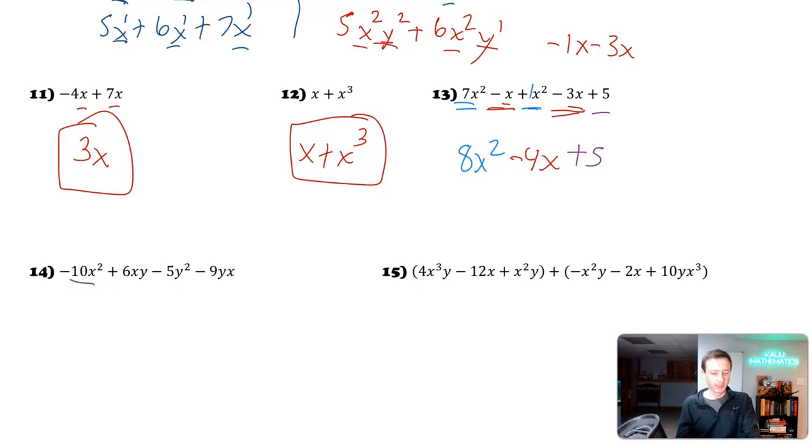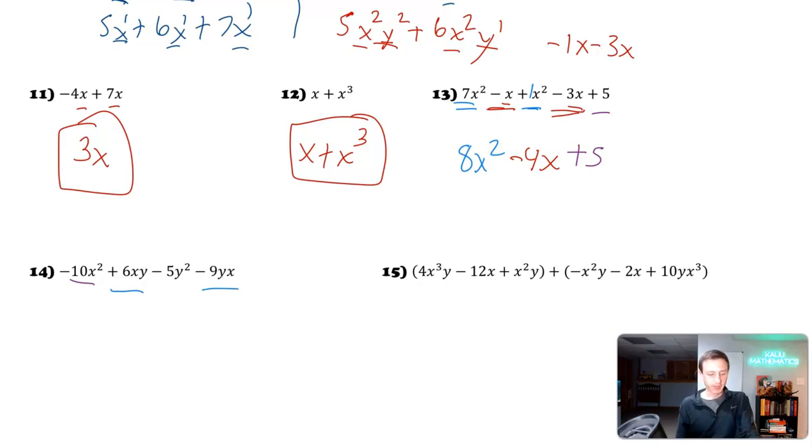Let's see, 6xy. Do I have a like term with that? Let's check. y squared, not a like term. yx. xy and yx are like terms. The variables can be flipped around. They're both x to the first. They're both y to the first. The order doesn't matter, though. Those are like terms. Those are going to be combined.